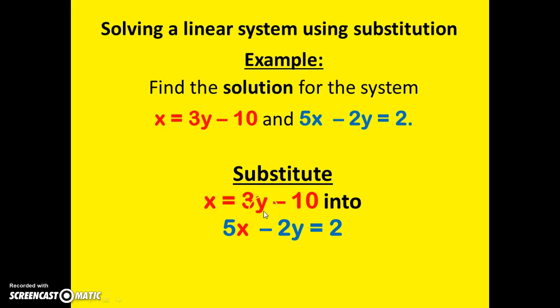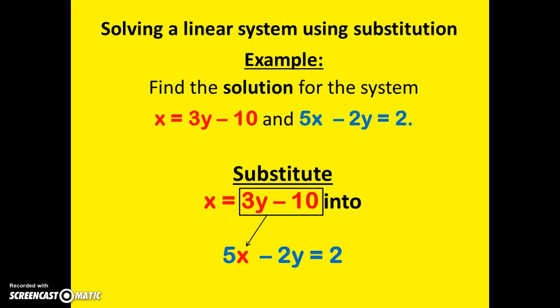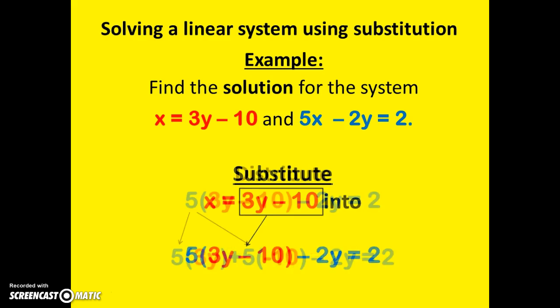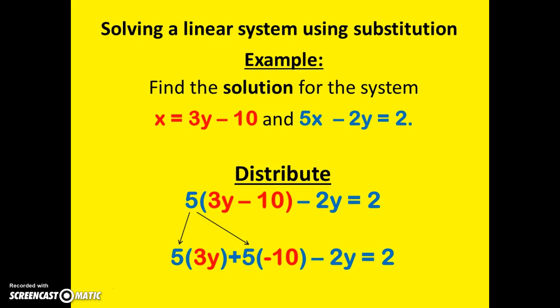So since x equals 3y minus 10, we can replace x with 3y minus 10. That's called substitution. So x becomes 3y minus 10. Why? Because they're equal to each other. Okay, so once again, x can be replaced with 3y minus 10 because x is equal to 3y minus 10. So we substitute in, and the next thing we're told to do is to distribute.